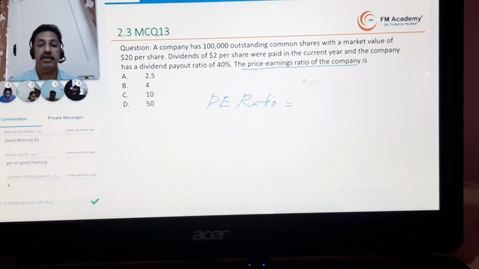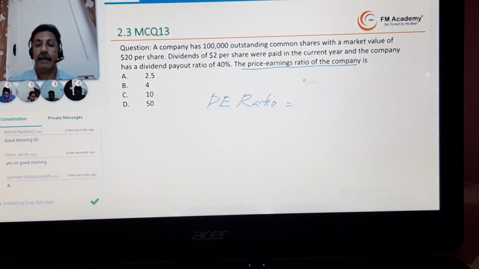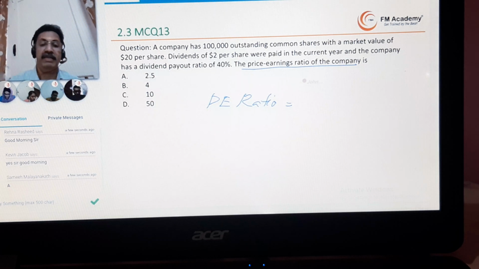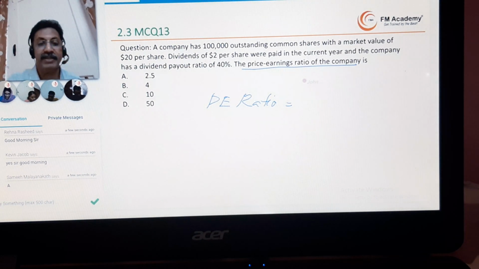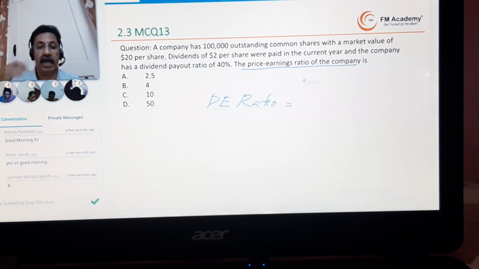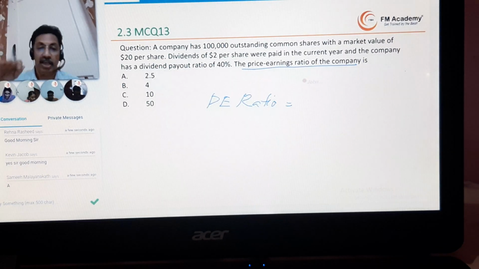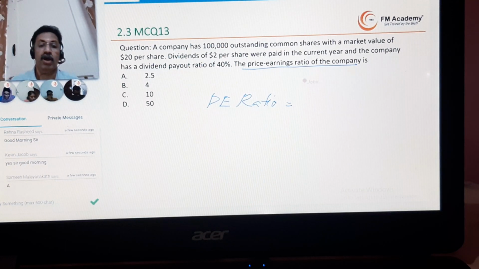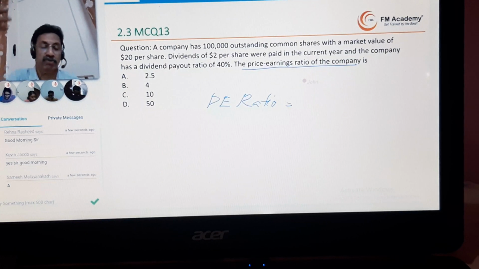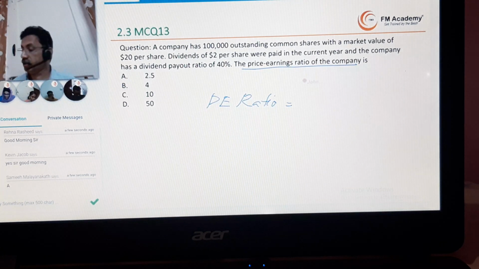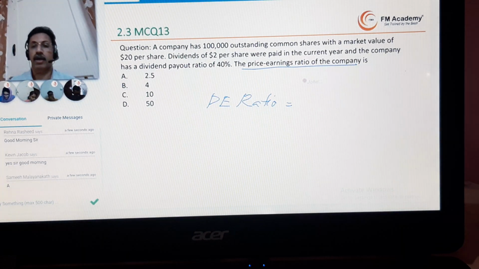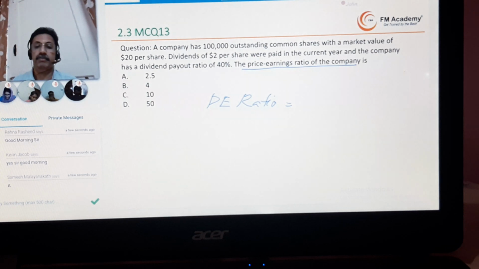What's the price? You know it, it is given. What is the earning? You are given dividend and dividend payout ratio, so you can work back earnings per share, right, and then divide that. You are given dividend per share and dividend payout ratio. From there, if $2 is 40% of the earning, how much is the earning? You can find it out and divide the price by that number. So I'll give you a poll.